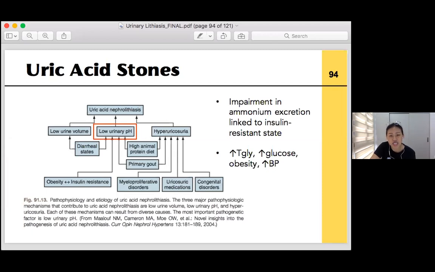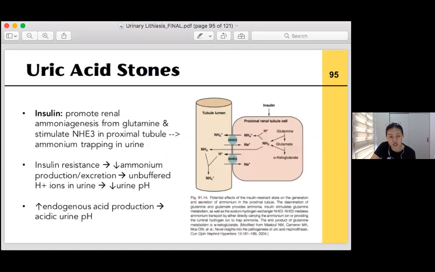So they found that patients with hypertriglyceridemia, hyperglycemia, obesity, and hypertension, or the characteristics of metabolic syndrome, were found to share the same characteristics as uric acid stone formers. So the mechanism by which insulin resistance leads to low urine pH has not been completely formulated.